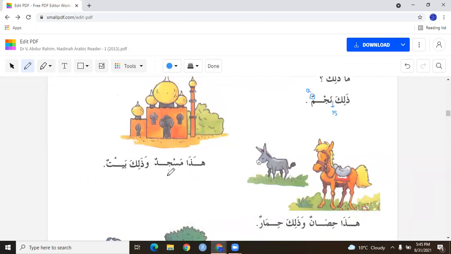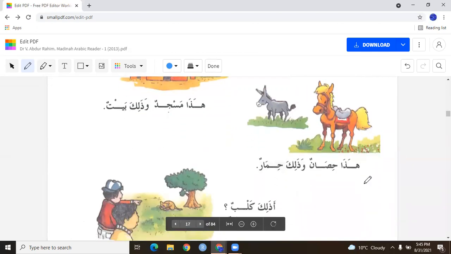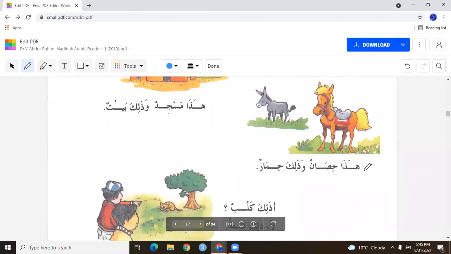هذا مسجد وذلك بيت. This is a masjid and that is a house. Good. هذا حصان وذلك حمار. This is a horse and that is a donkey. Very good. So anything that's farther away is going to be that. Anything that's close is this, هذا. Okay?